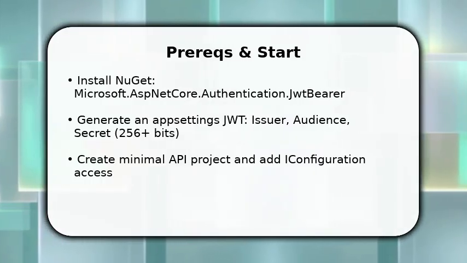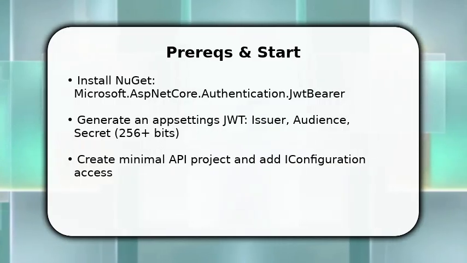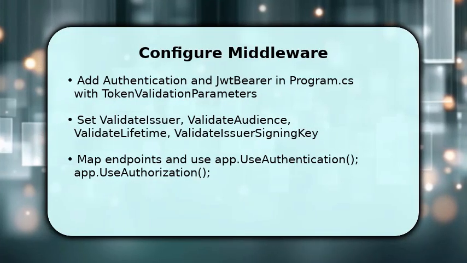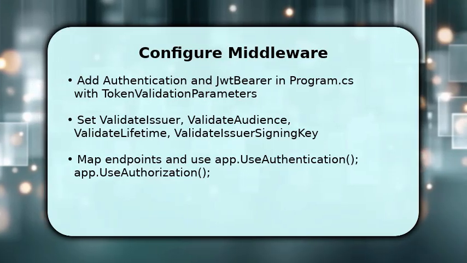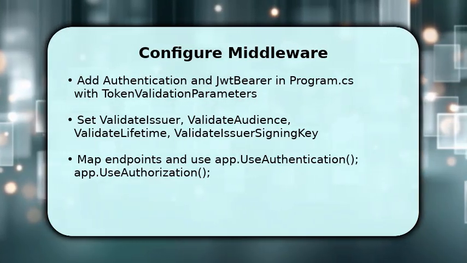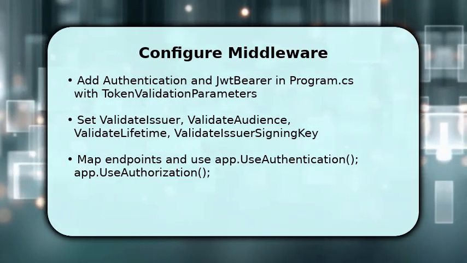Now wire up the middleware. Call services.AddAuthentication with JWT bearer defaults and configure token validation parameters using your issuer, audience, and symmetric key. You must enable validate issuer signing key and validate lifetime so expired or tampered tokens fail.